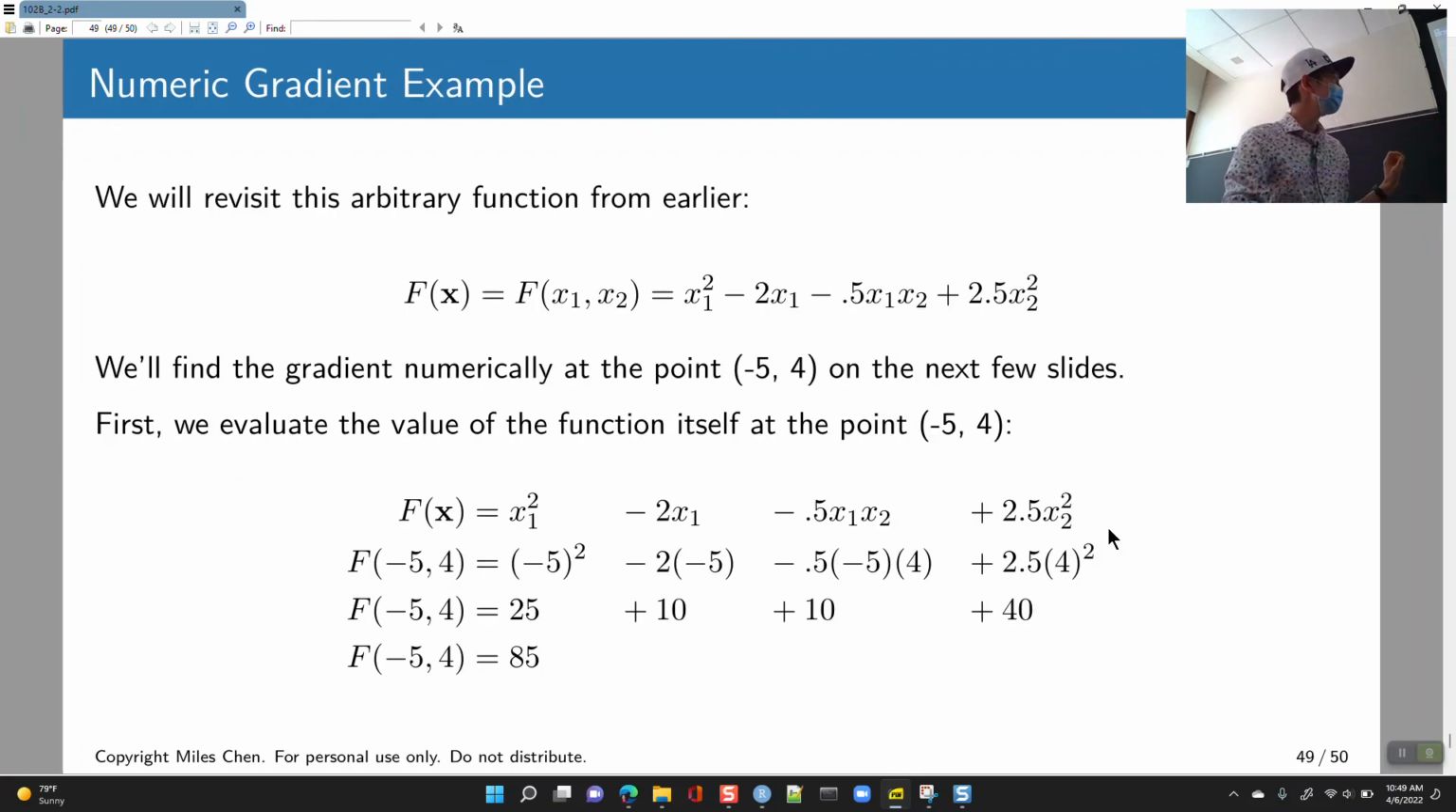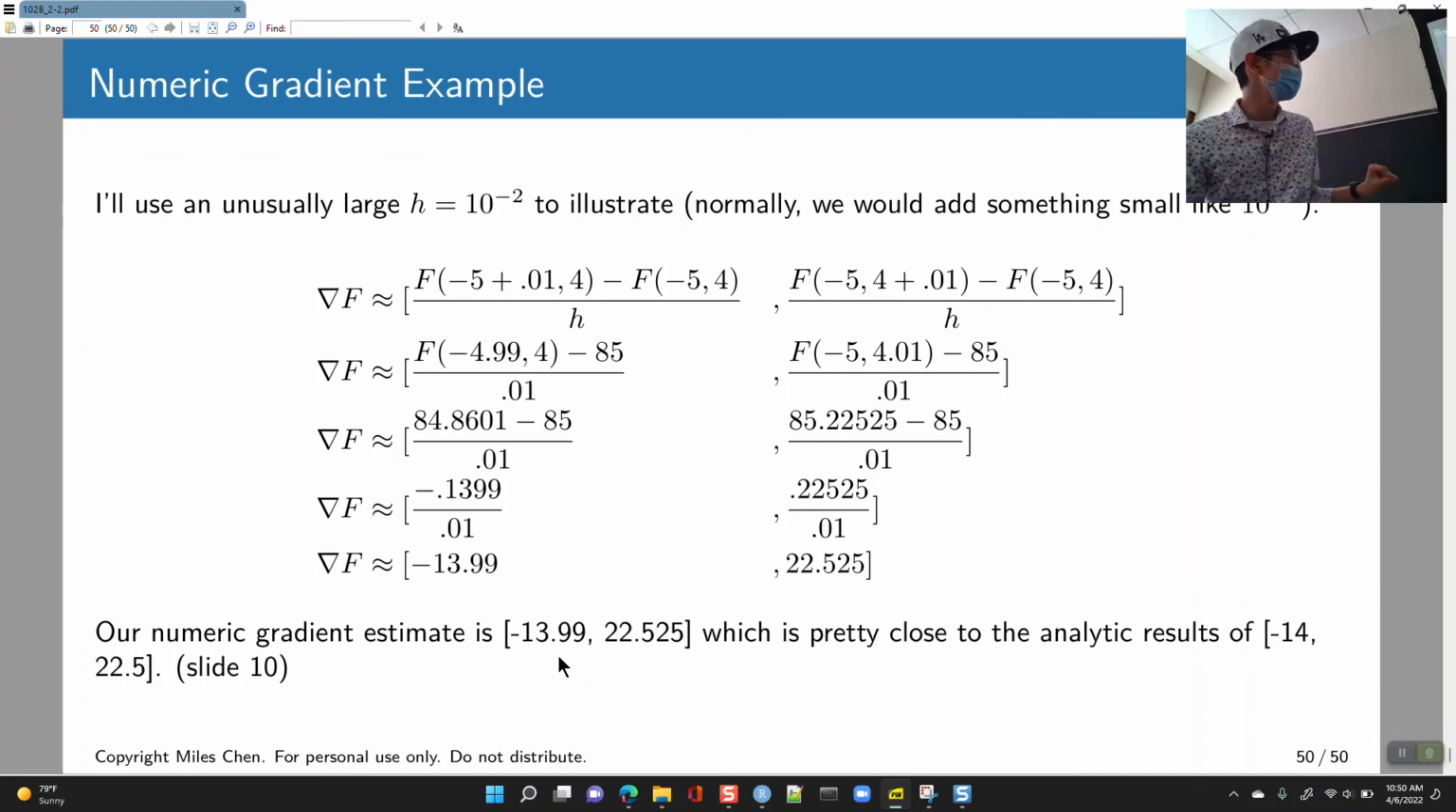So, if I wanted to do this, what is the numeric gradient at the point -5, 4? First I plug in the value of the function at this point, -5, 4. When I plug in -5, 4, I get a value of 85. I get a value of 85. All right, and I'm sorry, I'm going to go 1 minute over my time here. Okay, so my gradient is going to have two components.